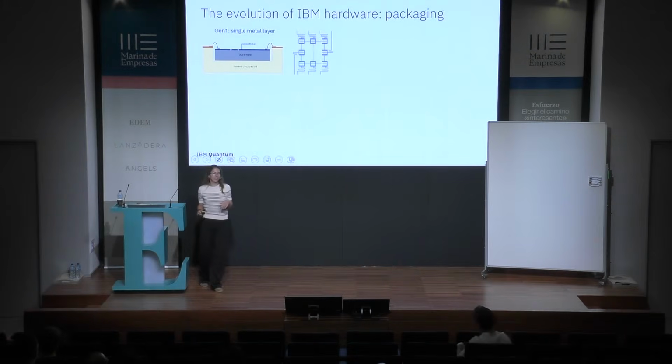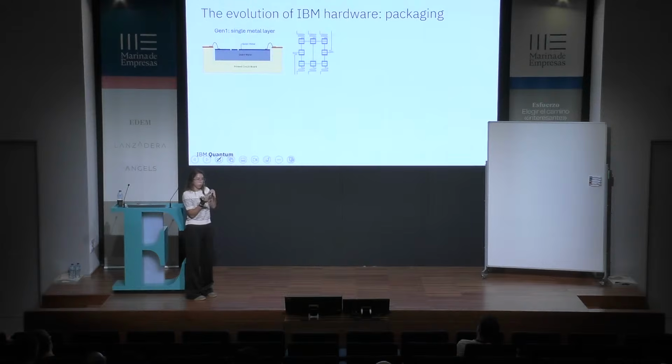Now I want to explain to you what enabled this technology until now. This was enabled by lots of advancements also in the control electronics, the wiring, like how you bring your signals into the fridge, and many other aspects. And one of the things that I like to discuss is the packaging. So how do you make your actual quantum processor? One can think of a first generation, and we'll go through four generations of packaging.